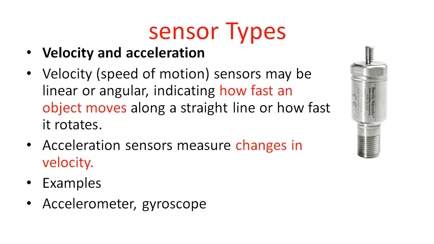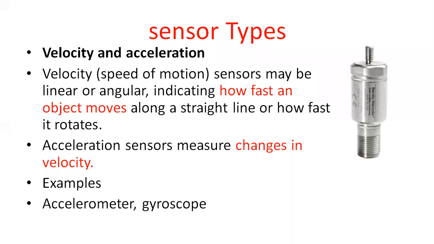This velocity sensor may be linear or angular, indicating how fast an object moves along a straight line, or how fast it rotates. That means it identifies the speed of an object along a straight line, or the rotation, how fast the object rotates. That kind of information is identified by the velocity sensor.